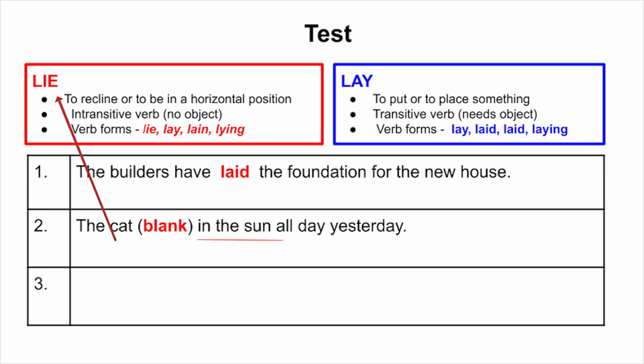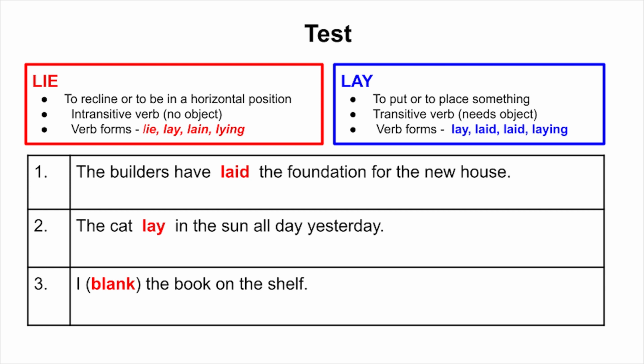Next we ask, what tense is the sentence in? All day yesterday tells us this is the past tense. So our answer is going to be the past tense of the verb lie, which is lay. The cat lay in the sun all day yesterday.